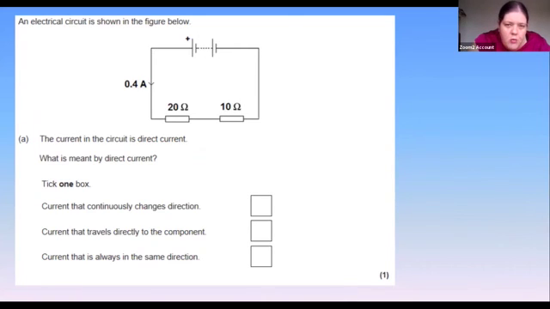This is my last poll, by the way, which means we're nearly there. Okay, so what is meant by direct current? Is it a current that continuously changes direction? Is it a current that travels directly to the component? Or is it a current that travels in the same direction? Okay.